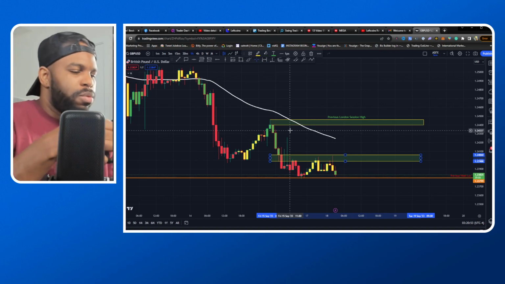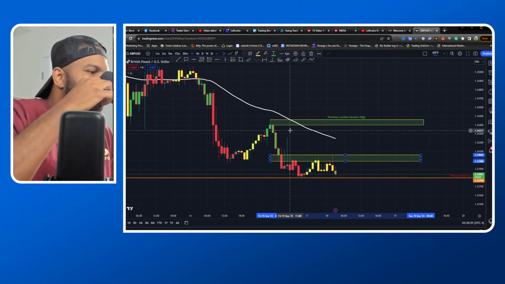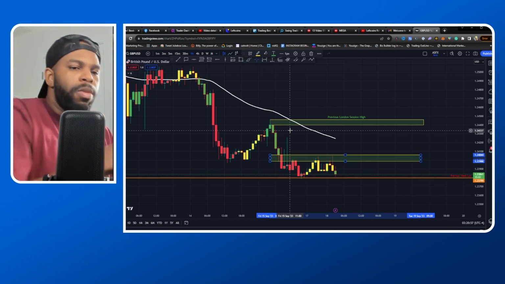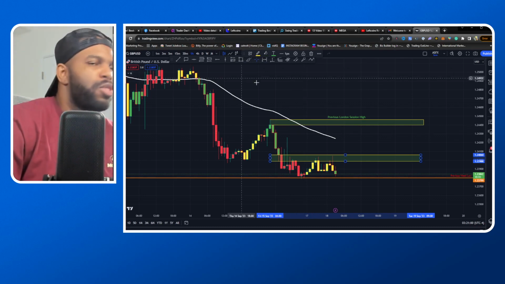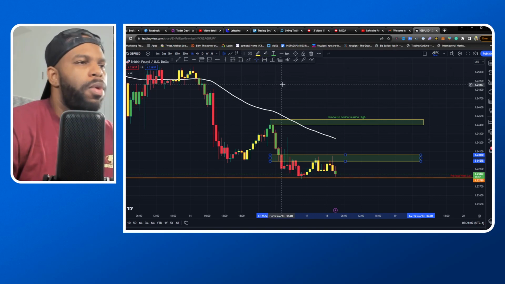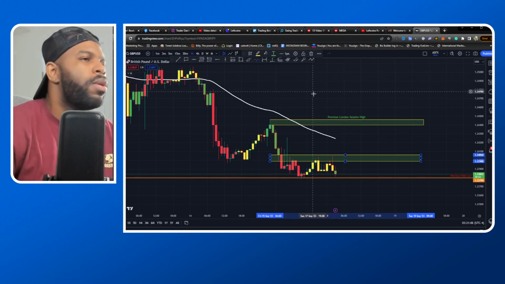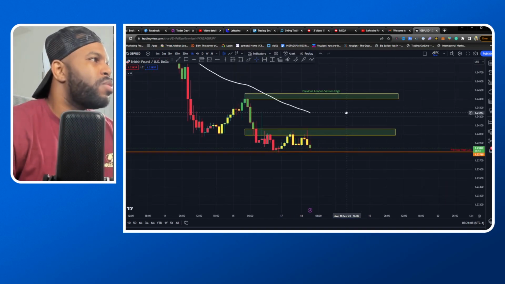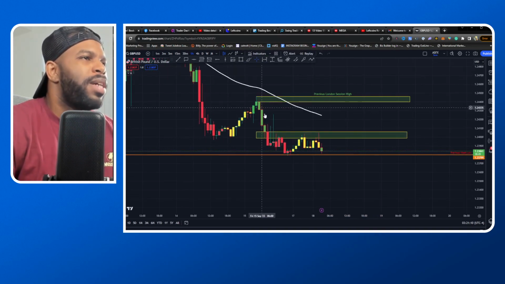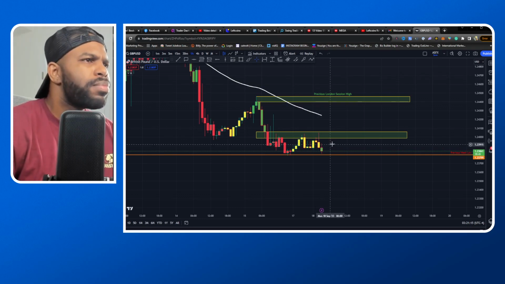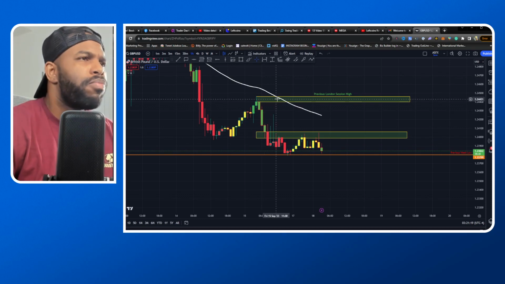When it comes to these zones, like the weekly highs and lows on the daily chart, those are strong zones as well. So those are other zones that you want to pay attention to, because price likes to reject these zones or break these zones. Okay, so we've got a previous weekly high, and the previous London session high and low here.